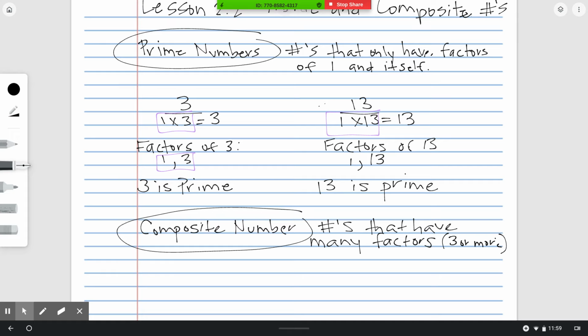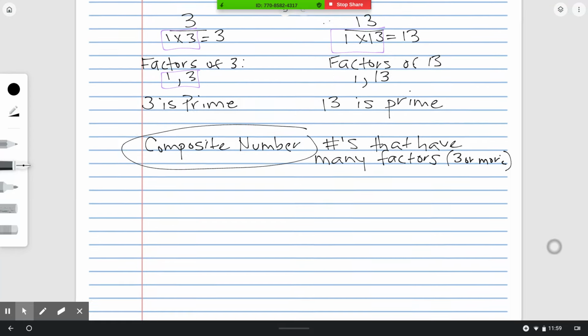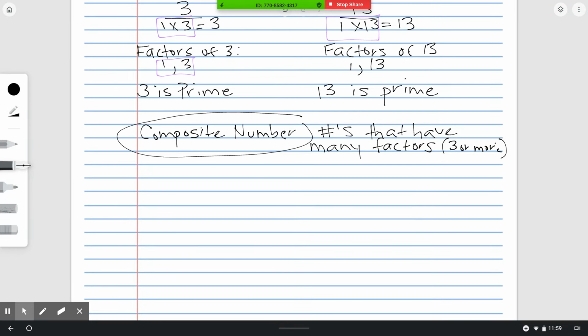Very nice. Okay, so we learned prime numbers are numbers that only have the one factor and itself. Composites have many factors. So in the chat, can someone give me a number that has a big list of factors? Ooh, that's a big number. I'm going to go with the number 20.